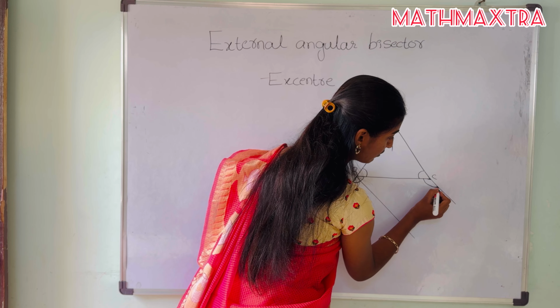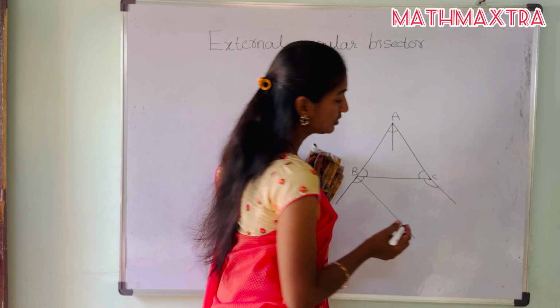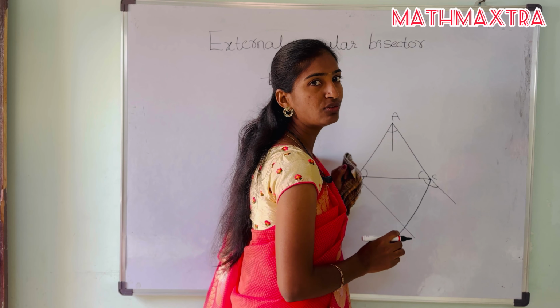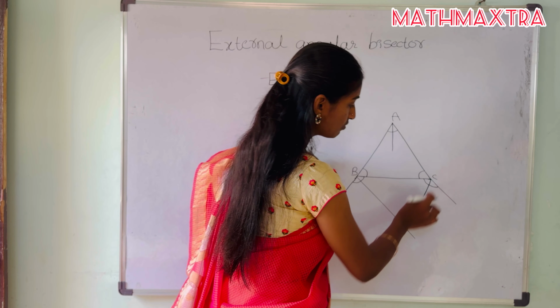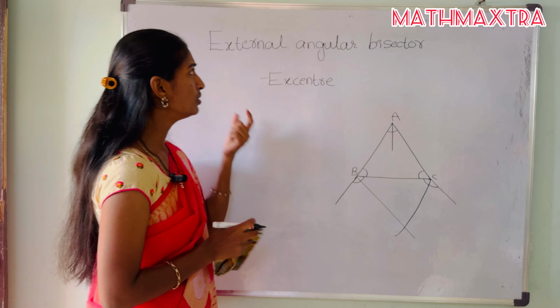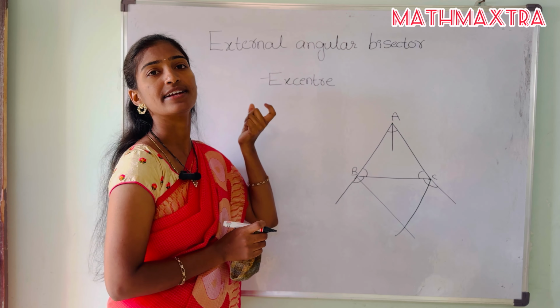And this is one more external angle. So this line is dividing this external angle into two equal parts. So this is one more external angular bisector. Okay. So now we'll know what is an excentre.